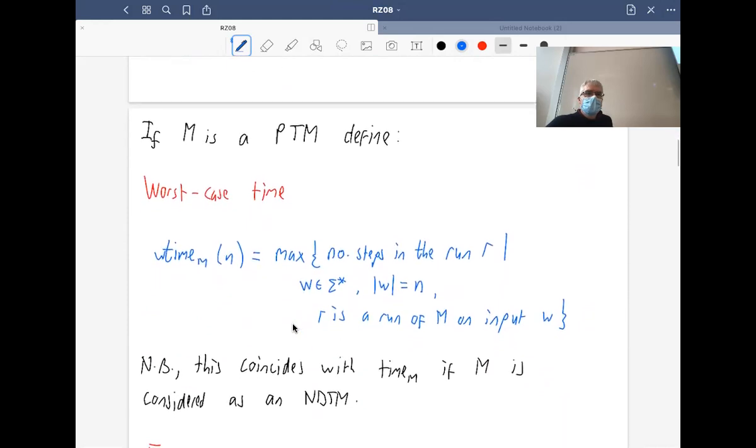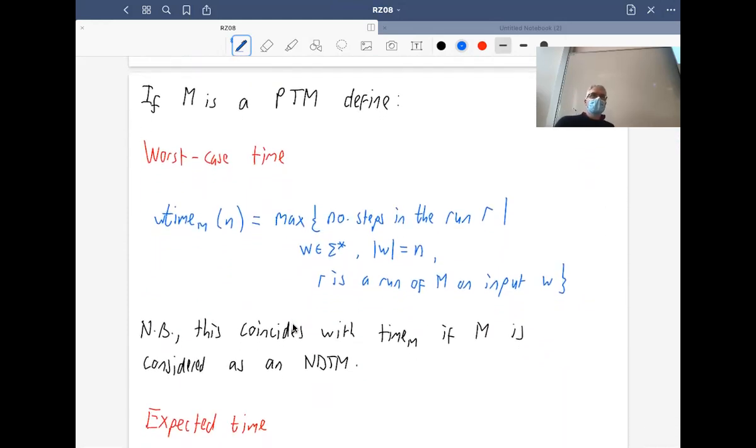So then for a probabilistic Turing machine, there are 2 different ways of measuring the time. Well, there are some other ways, but we're going to look at 2 different ways. So again, we're going to look at the time function for the Turing machine M on inputs of size n. Again, it's going to be a function from natural numbers to, well, at least to non-negative real numbers.